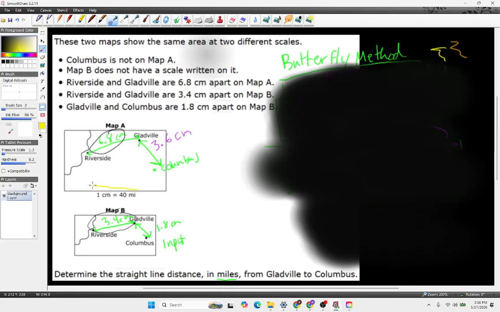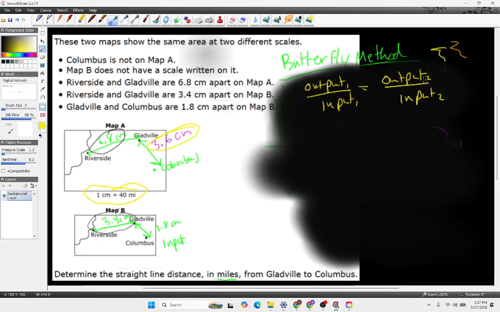So now we're going to use this pair and an input of 3.6 centimeters to figure out a corresponding output of Gladville to Columbus in miles, okay? So we're going to set our pair equal to an input and a value we don't know that we're trying to find. We're going to set it up like this. It's always output 1 over input 1 equals output 2 over input 2. So if I set this up correctly, it should be miles over centimeters equals miles over centimeters.